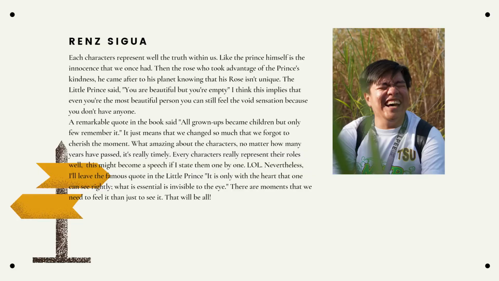Each character represents well the truth within us, like the prince himself is the innocence that we once had. Then the rose took advantage of the prince's kindness. He came back to his planet knowing that his rose isn't unique. The little prince said, "You are beautiful but you're empty." I think this implies that even if you're the most beautiful person, you can still feel a void because you don't have anyone. A remarkable quote in the book said, "All grown-ups were once children, but only few remember it." It just means that we change so much that we forget to cherish the moment.